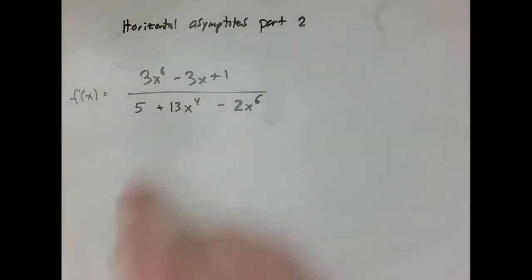We've got a sixth degree polynomial on the top and the bottom. Does this have a horizontal asymptote? What is it? How can we know? So that's what we're going to talk about.